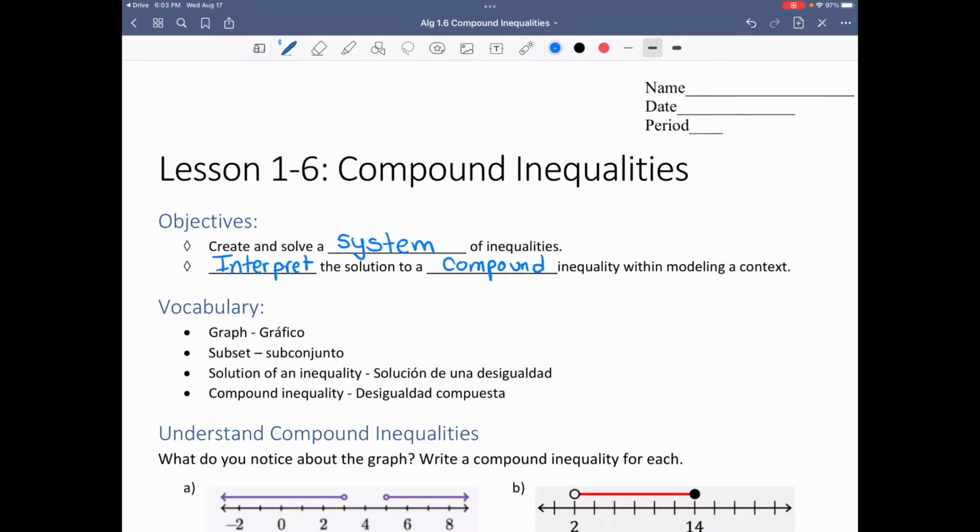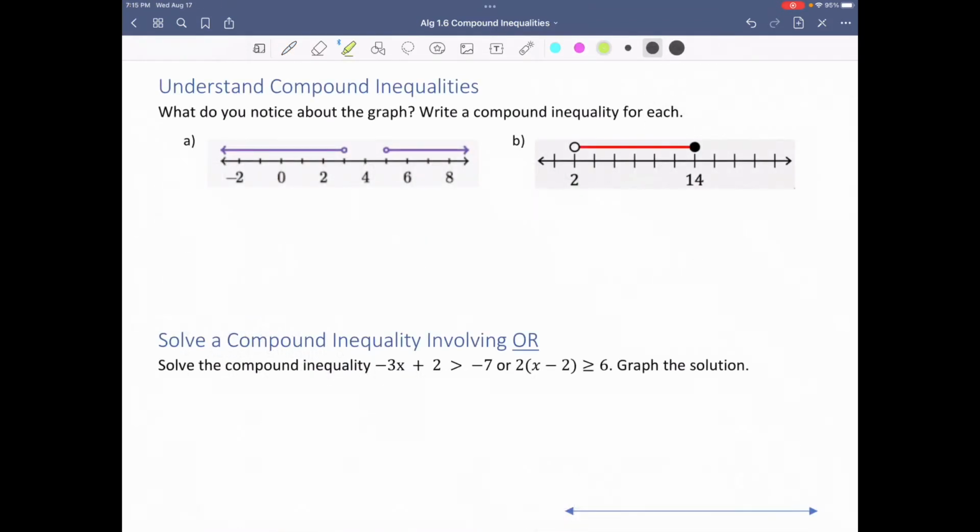The vocabulary for today is graph, subset, solution of an inequality, and compound inequality. And the Spanish is there for you to recognize the Spanish vocabulary for the same words. We will now understand compound inequalities.